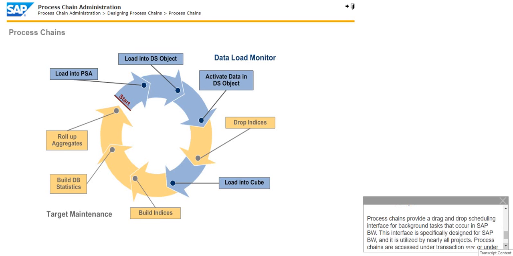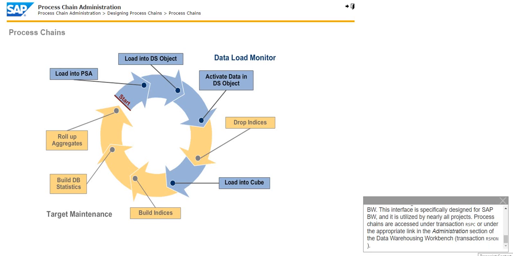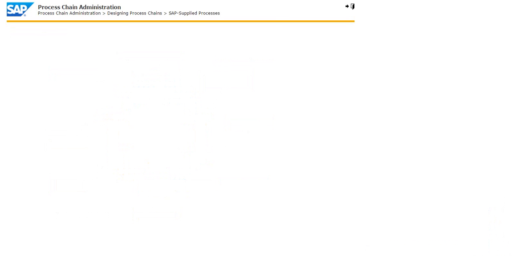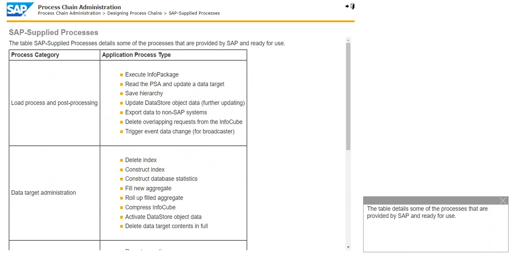This interface is specifically designed for SAP BW and it is utilized by nearly all projects. Process chains are accessed under Transaction RSPC, or under the appropriate link in the Administration section of the Data Warehousing Workbench using Transaction RSMON. The table details some of the processes that are provided by SAP and ready for use.